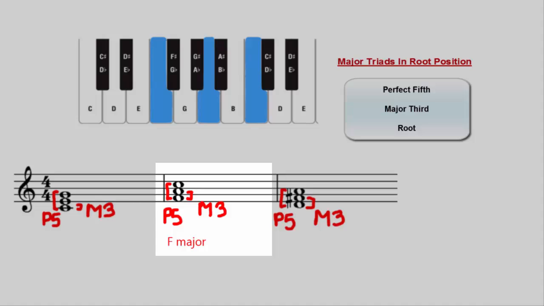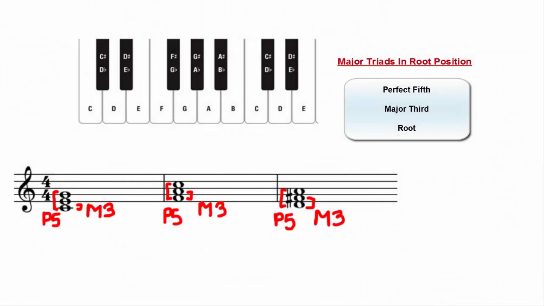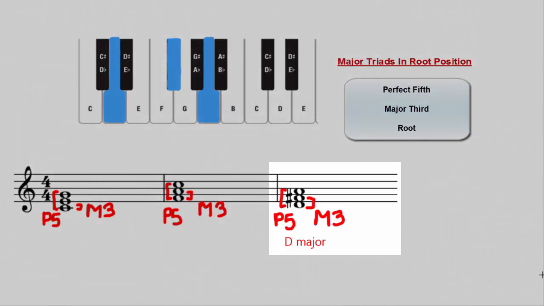If we look at this example and we know that we are in root position, we can see that the F is the lowest note of the chord. We can then build up from that root, going up a major third to an A, and going up a perfect fifth to a C to create our major triad, keeping in mind that we are always building up from the root. The final example we will look at today is a D major triad.